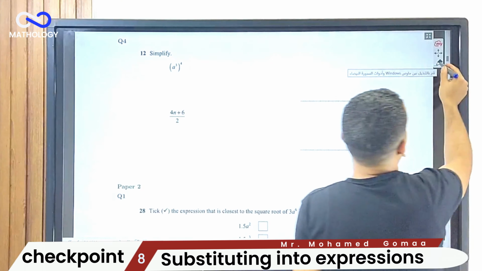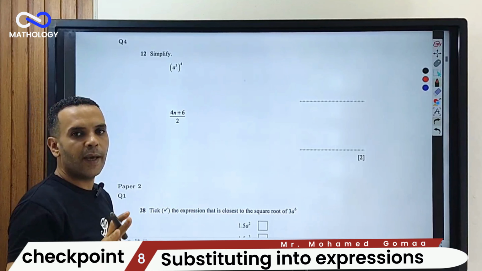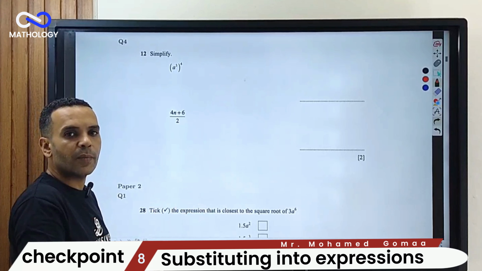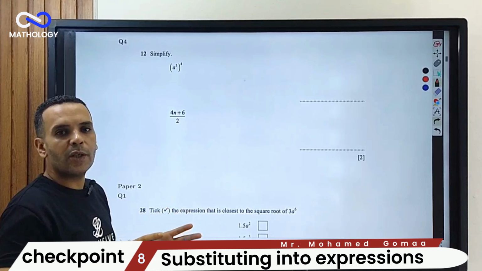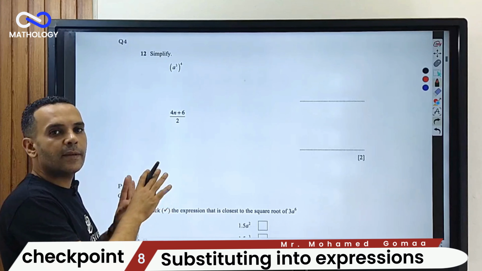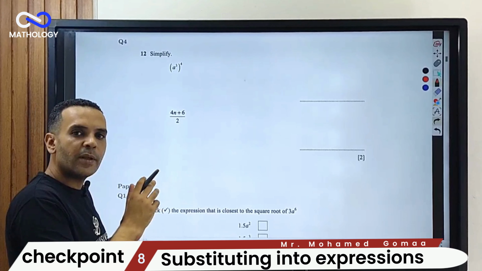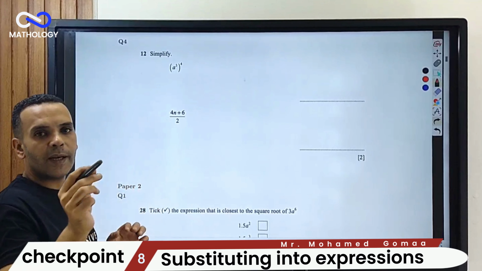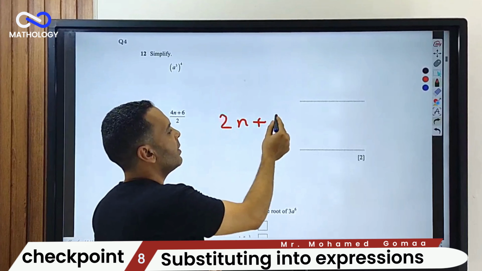4n plus 6 all divided by 2. Here we divide the expression by 2. We have an expression in the numerator, 4n plus 6, and we want to divide this expression by 2. Like the multiplication operation, when you multiply an expression by another number, multiply the number by each term in the expression, and in division it is also the same way. When you divide an expression by a number, divide each term in the expression by this number. That means divide 4n by 2, it will be 2n. Then divide 6 by 2, it will be 3.